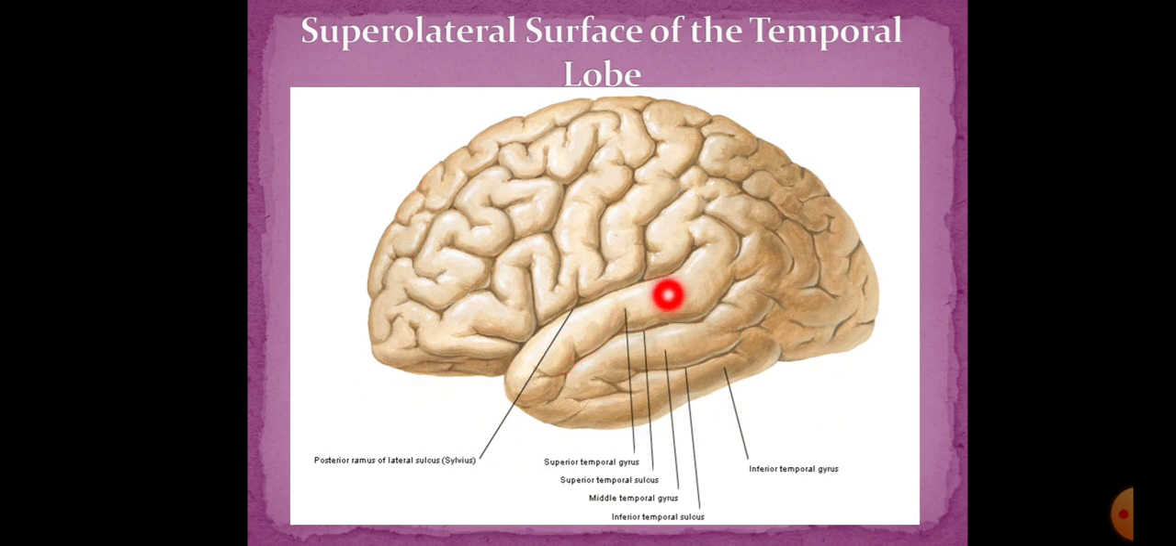The temporal lobe is located inferior to the lateral sulcus and consists of 3 gyri on the superior surface. As you see here, superior temporal gyrus, middle temporal gyrus and inferior temporal gyrus.